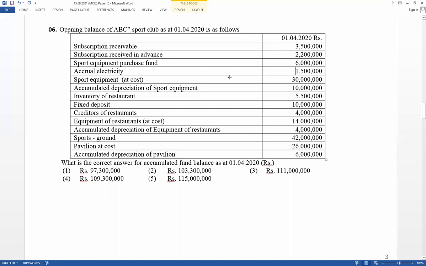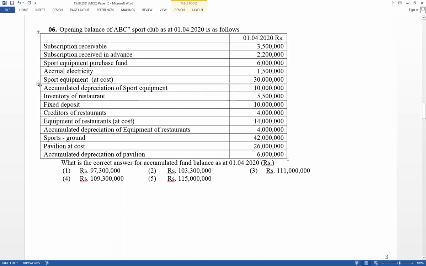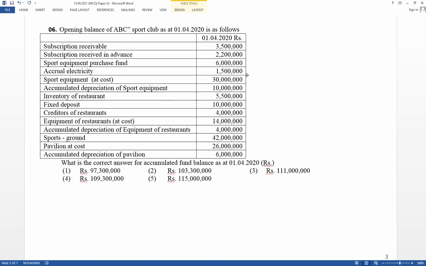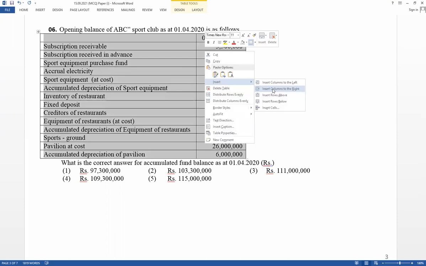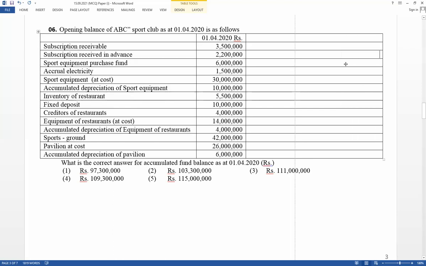They ask closing balance. Take asset side. They ask opening. What is the correct answer for accumulated fund as at 31st March 20? As at 31st March 20 mean opening balance. If there's closing accumulated fund, opening balance plus surplus. Therefore, assets minus liability can be calculated. Take assets value and minus liability. Therefore, it can be calculated, assets minus liability.